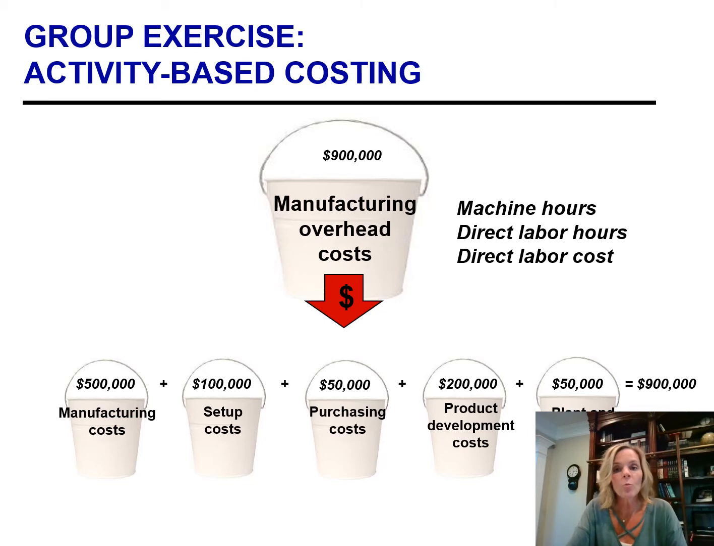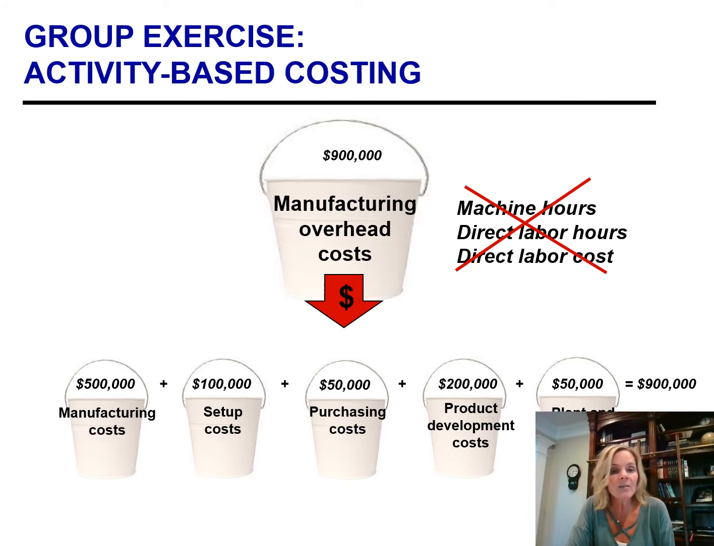All right, once you've identified your cost pool, the next thing that we need to do is identify a cost driver. Going back to that traditional costing system, we use machine hours, direct labor hours, or direct labor cost, and allocated our manufacturing overhead based on one of those 3. In activity-based costing, each cost pool will have its own unique cost driver. You want to select a cost driver that has a strong correlation to those costs, or I like to think of it as what's driving that cost.